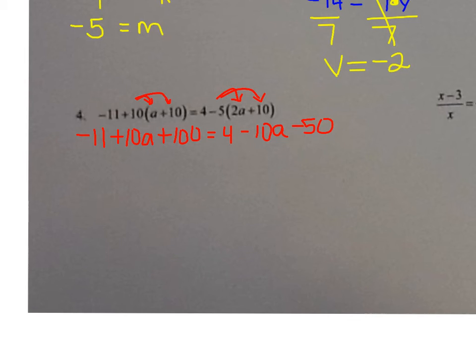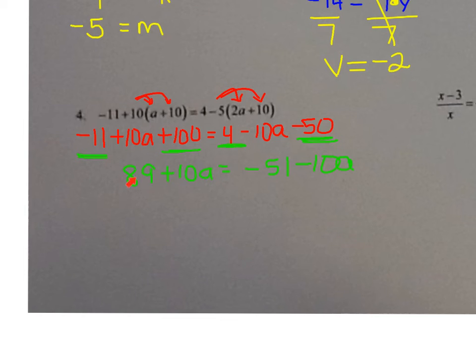All right, now we need to actually combine like terms. Okay, so let's see here. I have negative 11 and 100. That comes out to be 89 plus 10a. And on the right side, we have 4 minus 50. That's negative 51 minus 10a. All right, let's start with the numbers.